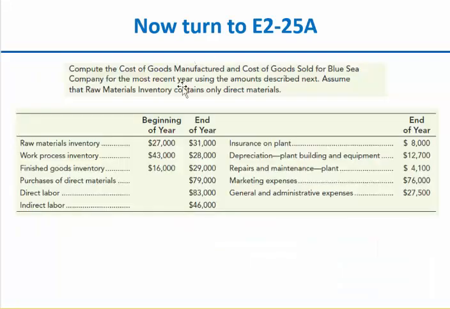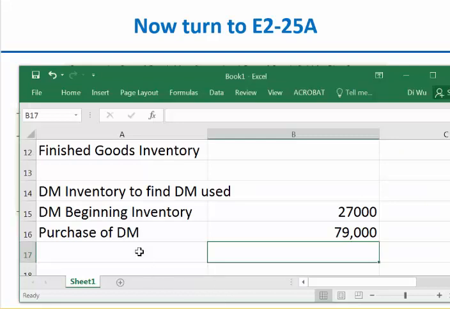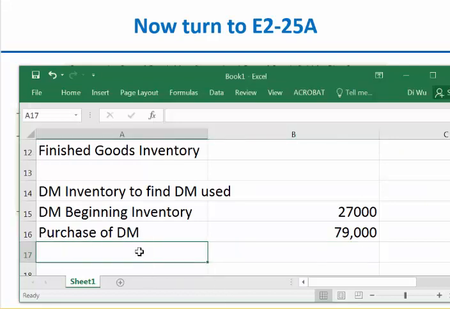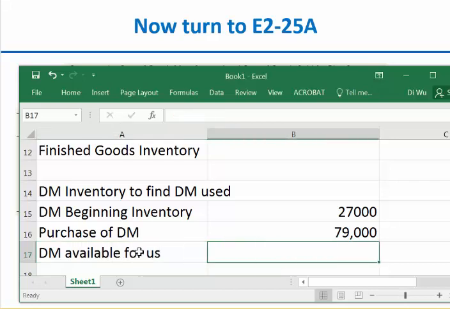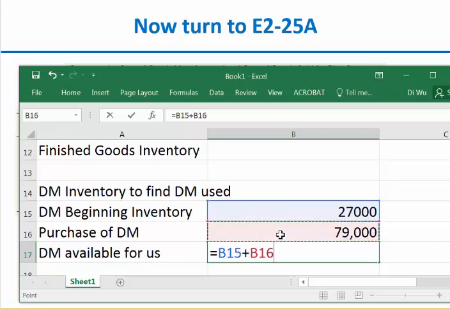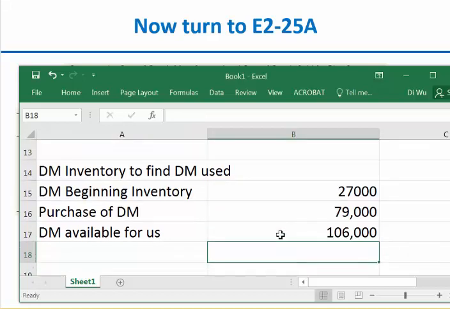Now next I'm going to look at, do I have any tariff here? I don't see any. Do I have the freighting? I don't see any. So I don't see any additional costs that I have to consider in this inventory calculation. So I'm going to say, okay, that's it. That's all I have. So I'm going to find out direct materials available for use. So it's basically the result of adding the DM beginning inventory to the purchase of direct materials. So together I get 106,000.